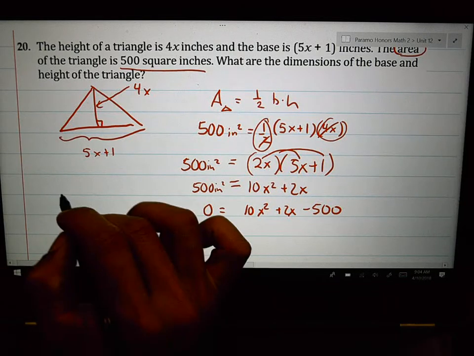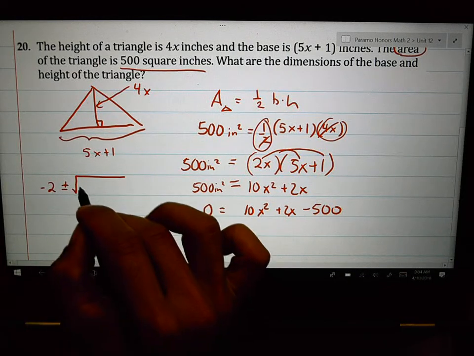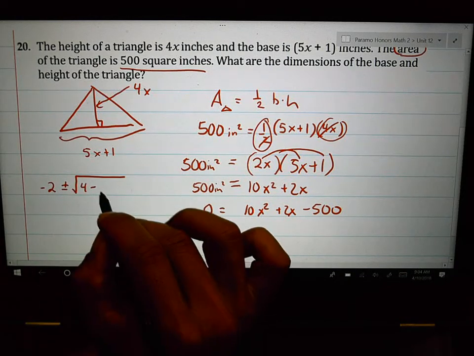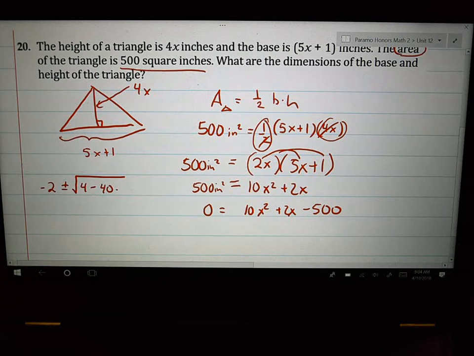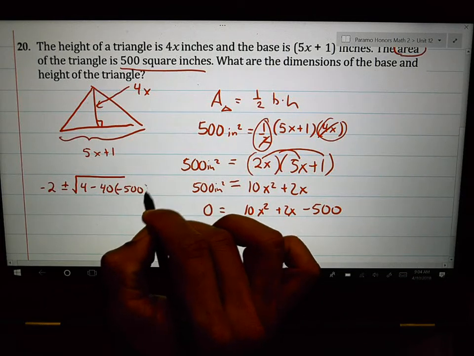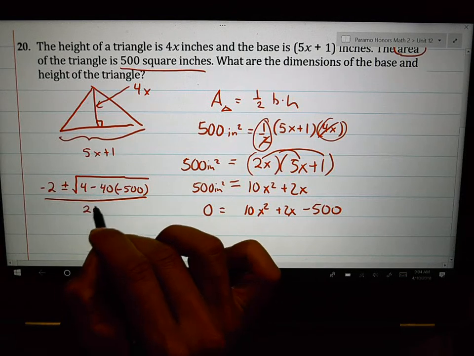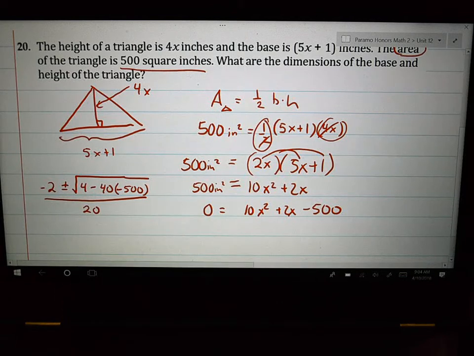I'm going to do negative b plus or minus radical b squared minus 4 times a. 4 times a is 40. I'm just going to simplify that. Times c, which is negative 500, all over 2a. I'm going to put over 20. I'm going to get my calculator out at this point too. These numbers are going to get kind of big.